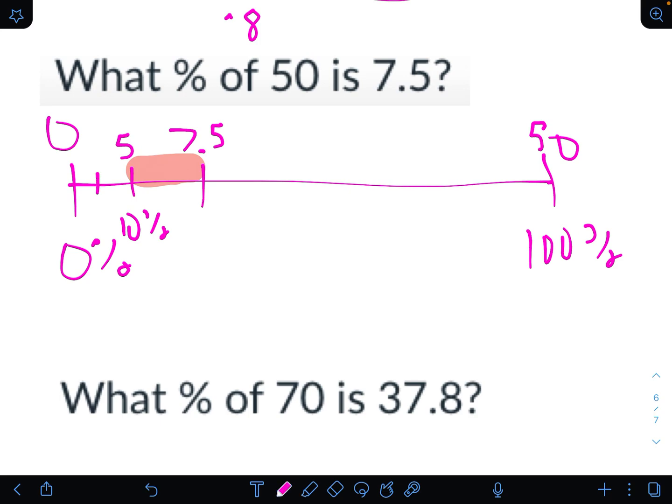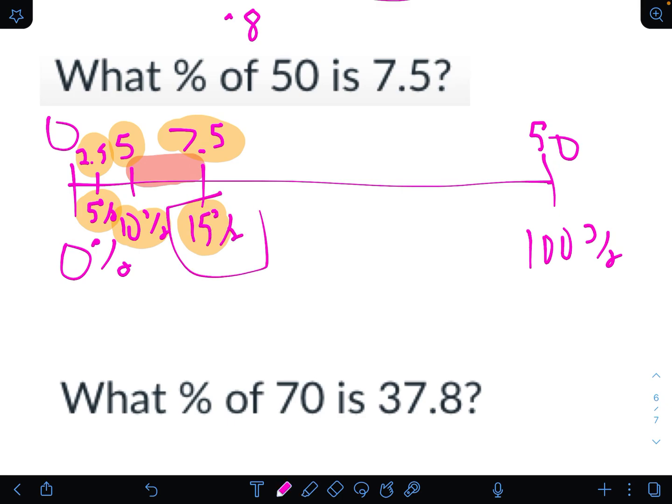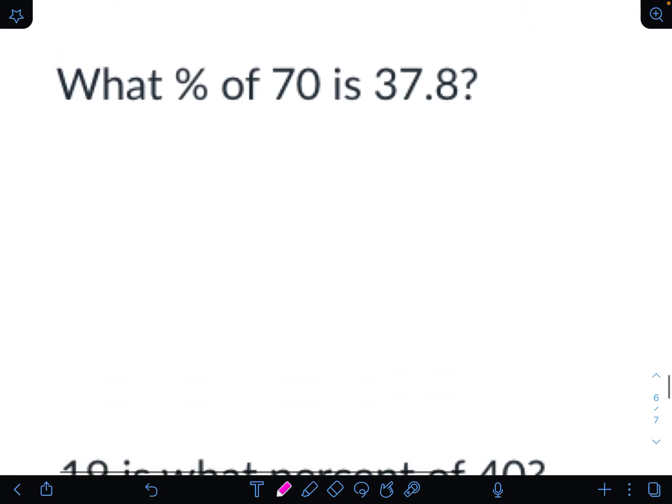And now you may be like, wait, 2.5? Half of 5 is 2.5. So half of 10 is 5%. So 7.5 is 5 plus 2.5. So 10 plus 5, 15%. Okay? This is just trial and error, trying to figure out what works. Okay? What about this tricky one?